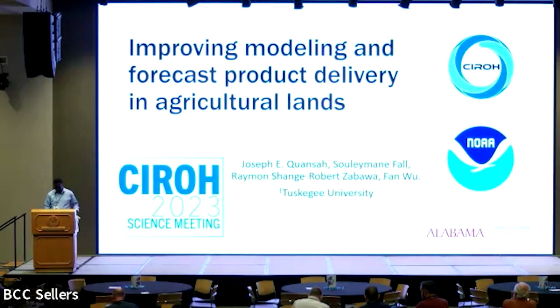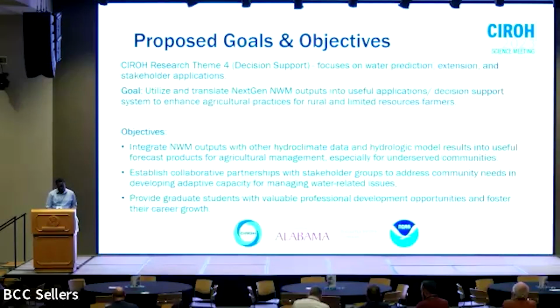The project aim is to utilize or improve modeling and forecast product delivery in agricultural lands. The main aim here is to utilize some of the National Water Model output and utilize those in developing decision support systems that would enhance agricultural management practices, mainly in underserved communities, to the benefit of limited resource farmers and landowners.